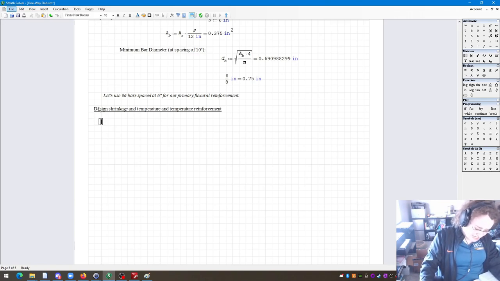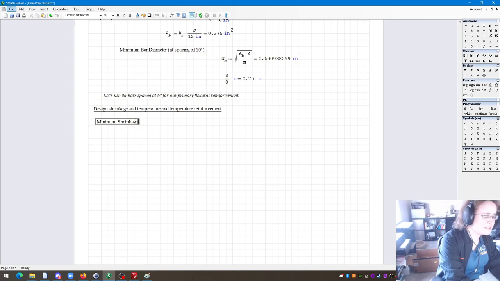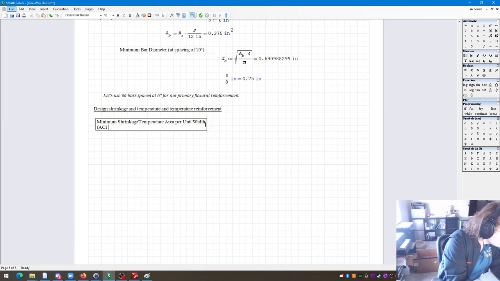So what we want to do is look at the minimum shrinkage and temperature reinforcement area and also the maximum spacing. I can manage to spell the word shrinkage correctly. And this is area per unit width. And again, this is ACI 24.4.3.2. Let's go there.